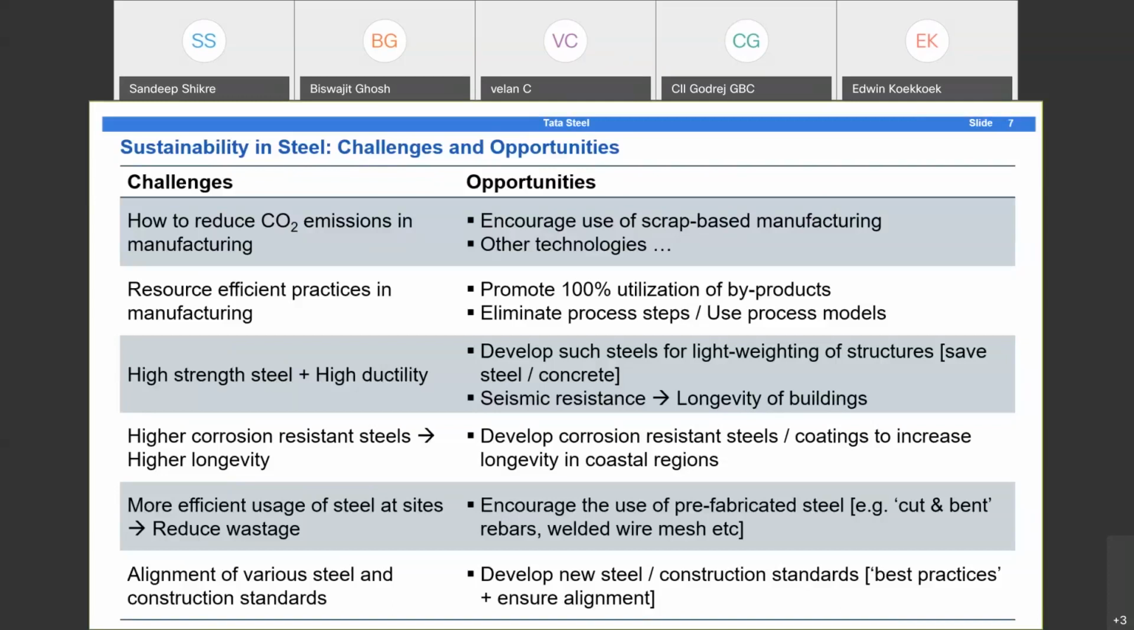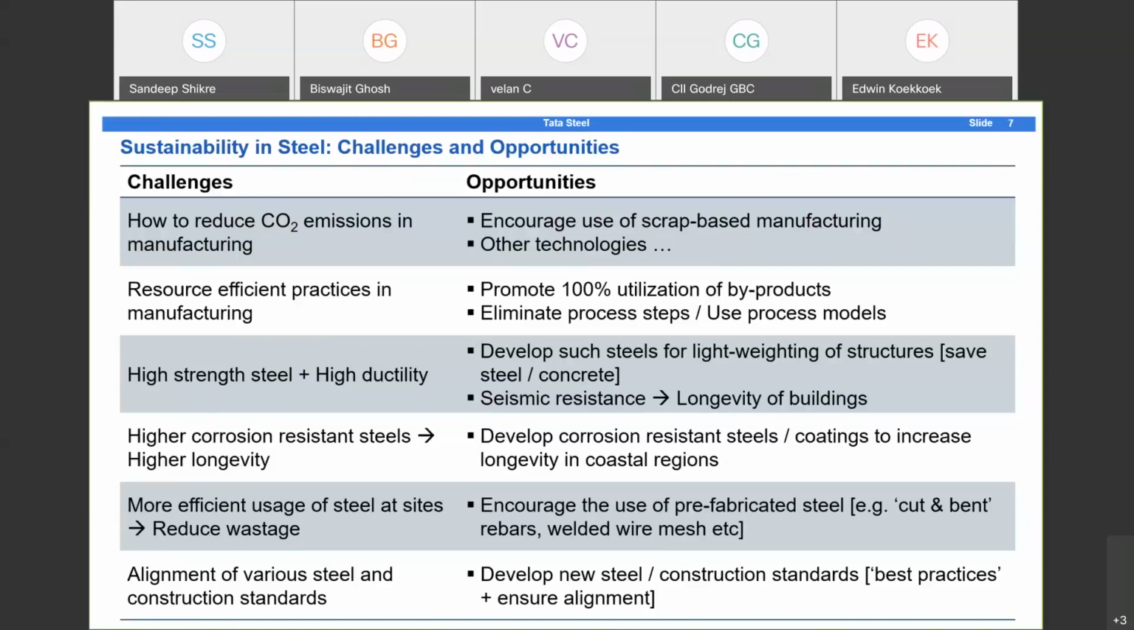The other important area to appreciate is seismic resistance, because there is a lot of area in India and also across the world which comes under seismic zones, and these zones need high strength and high ductility steels for energy absorption. This in turn improves the longevity of buildings and structures. Such steels have been developed by Tata Steel and continue to be developed by Tata Steel. Fourth, an important area is corrosion resistance of steels, because this is also for longevity of structures and increasing the life cycle of structures.